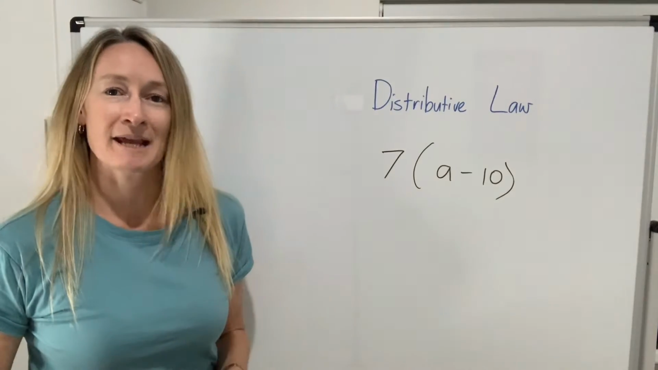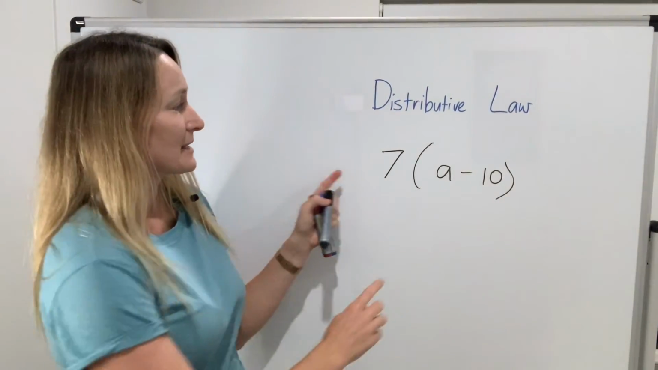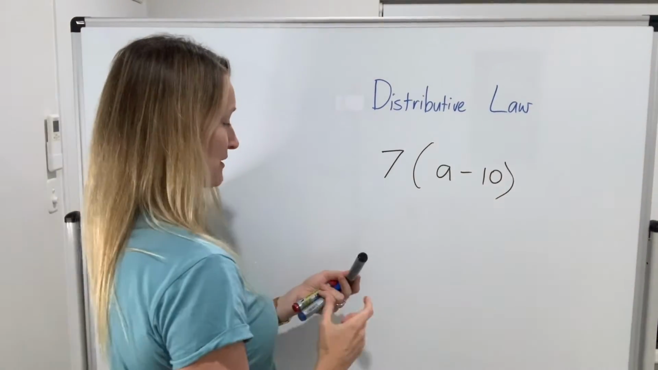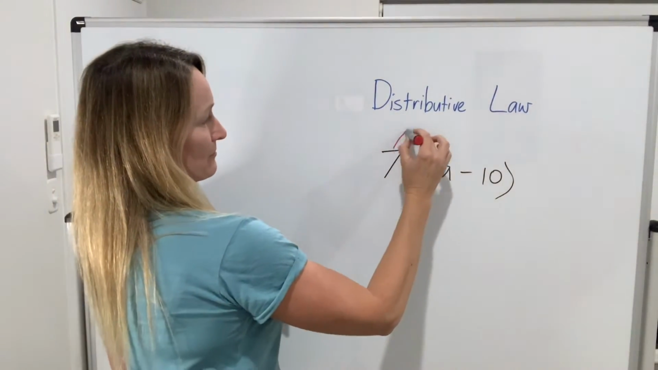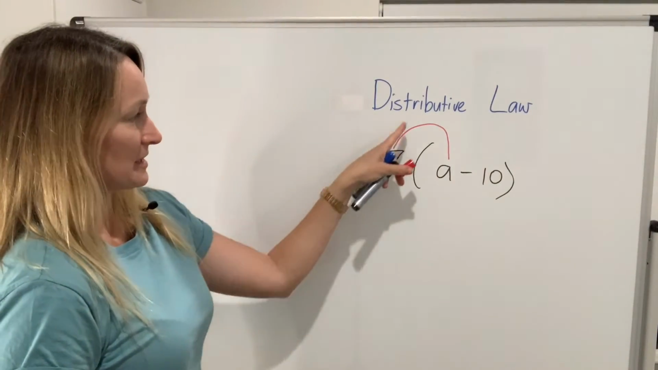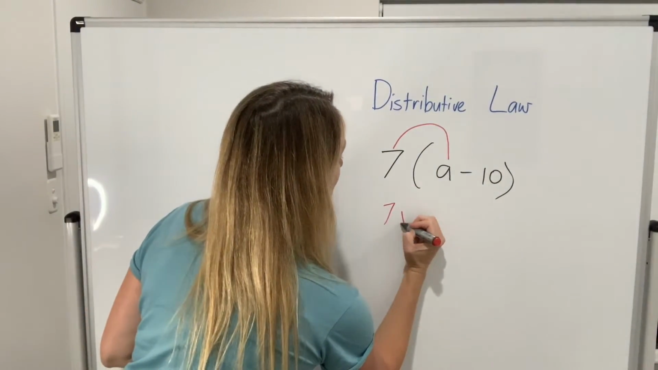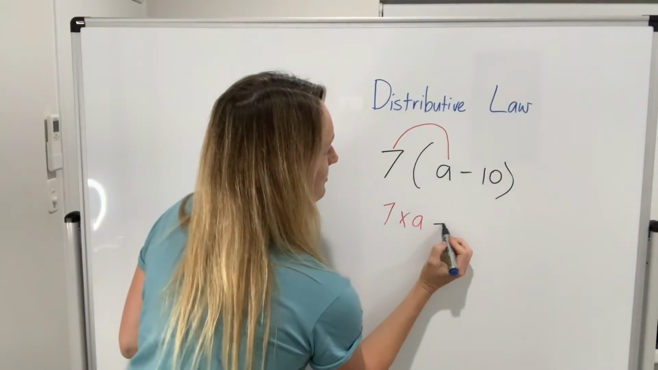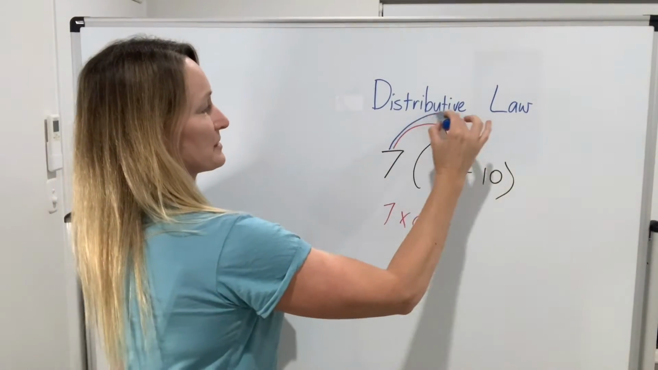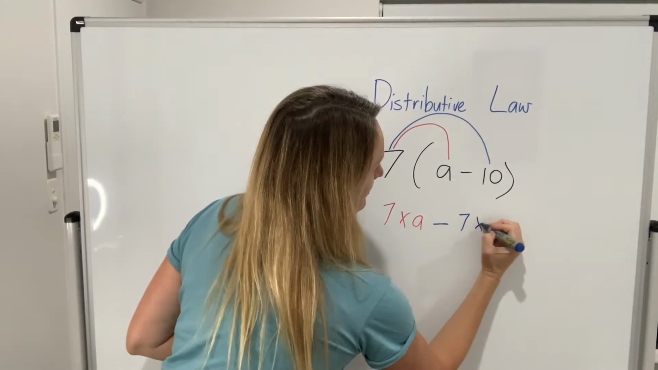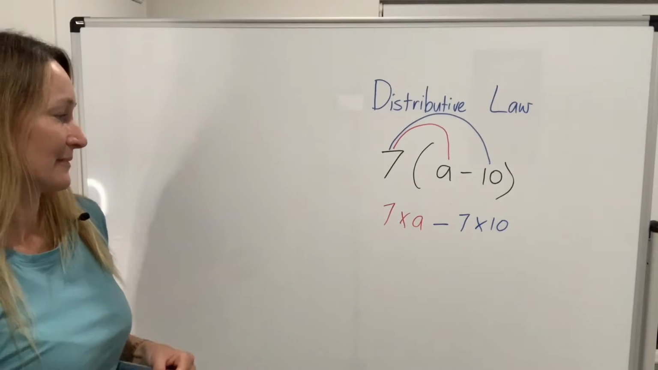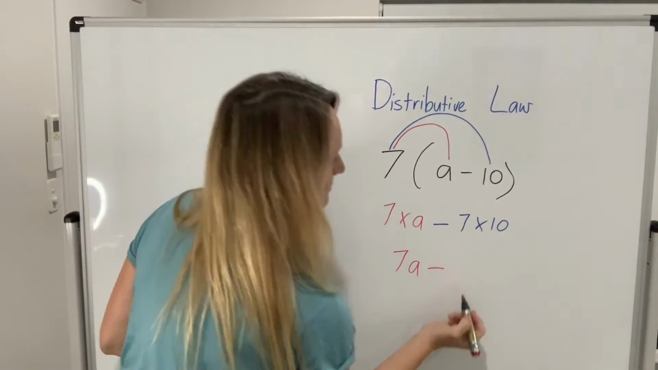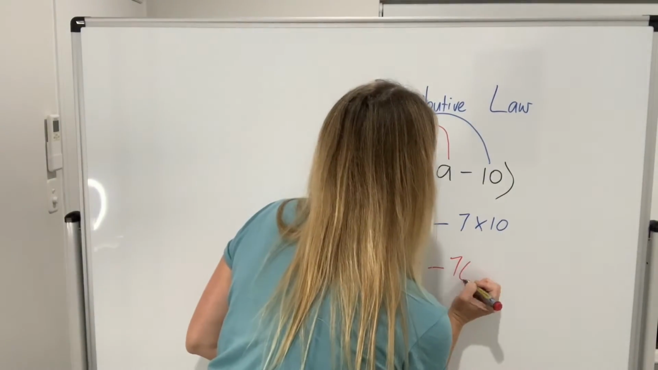This time we've got an example where we need to expand and we've got a takeaway sign here. So we'll have a look at how to do that one. Same as before, this 7 needs to be multiplied by A, and then because it's a takeaway, we need to put takeaway before we do 7 multiplied by 10. From there, 7 times A we know is 7A, take away 7 times 10, 70.